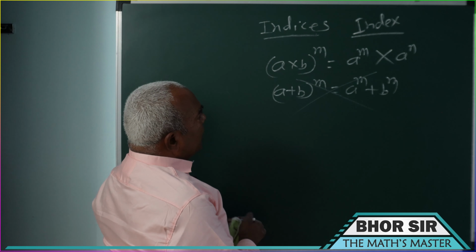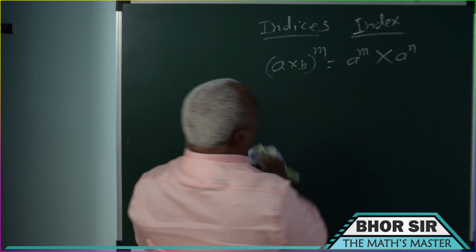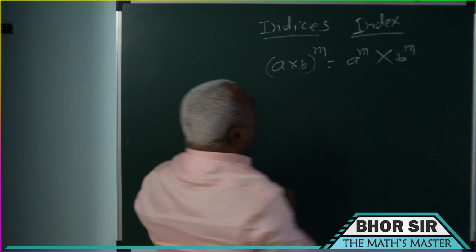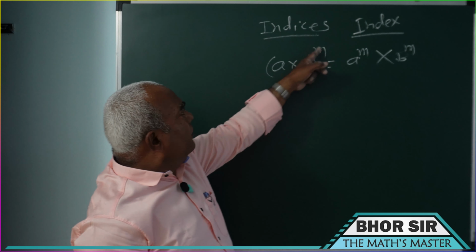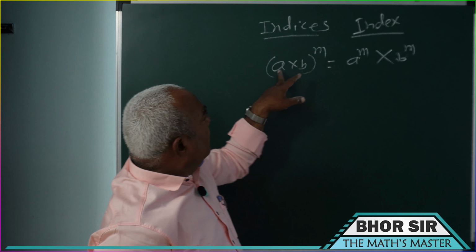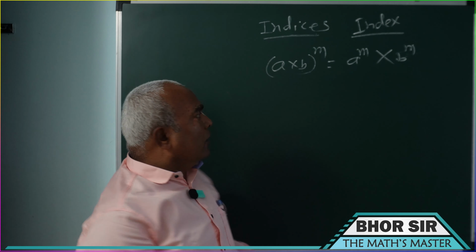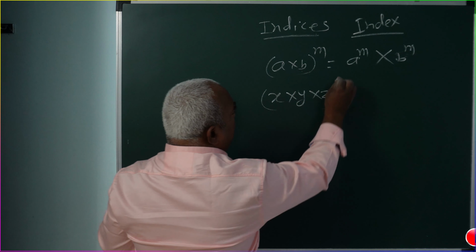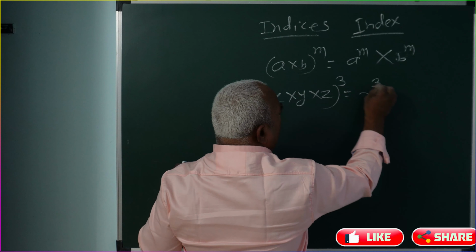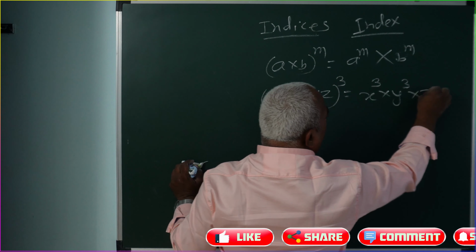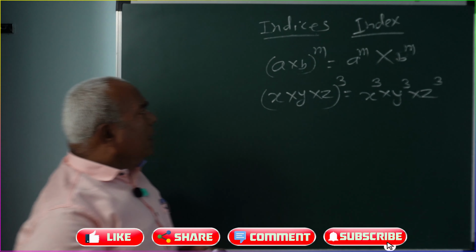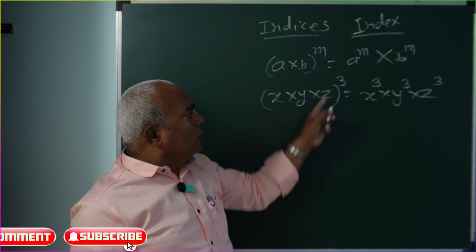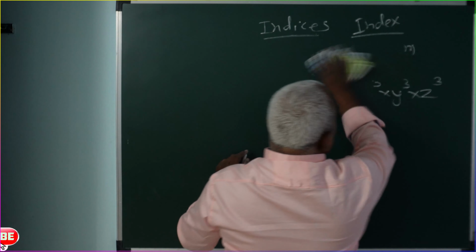(a into b) raised to m, answer coming a^m into b^m. See this way. This way we should write. Okay. See again. Suppose (x into y into z) raised to cube. We should write this way: x cube into y cube into z cube. Means whatever may be inside, we should apply the index to all of that. X cube, y cube, z cube. This way write. Okay.